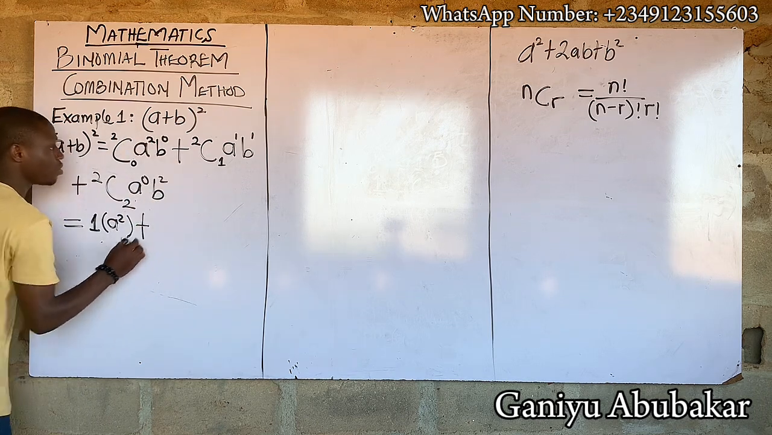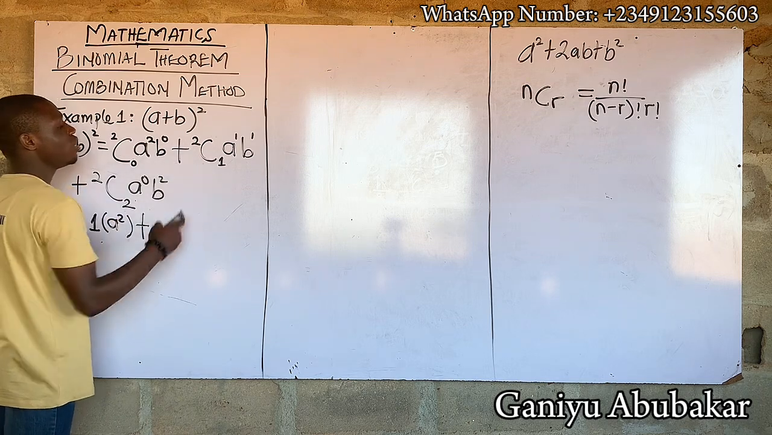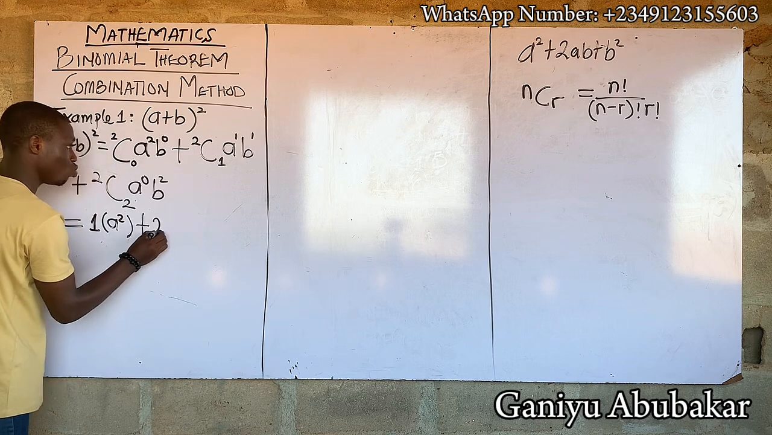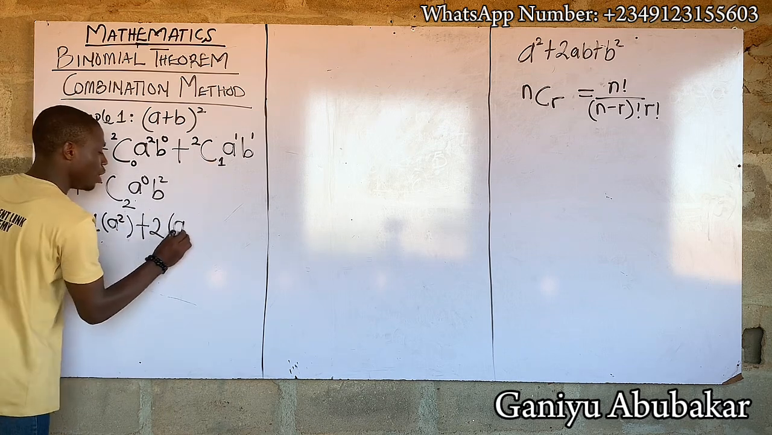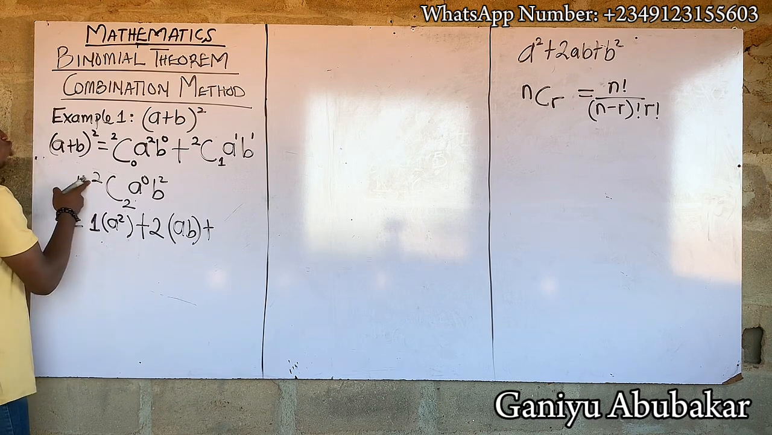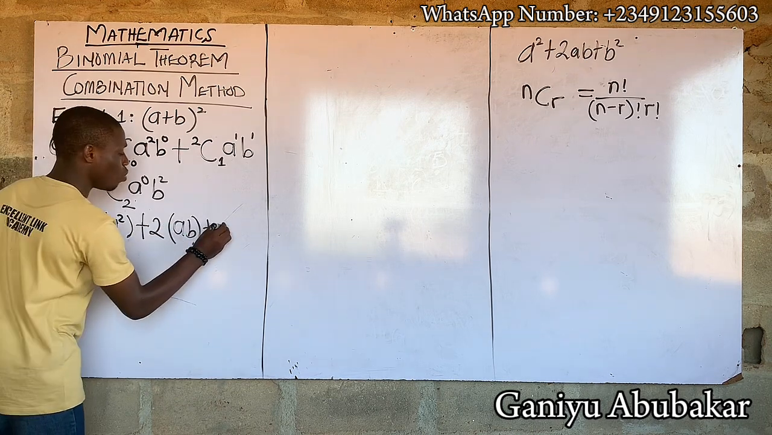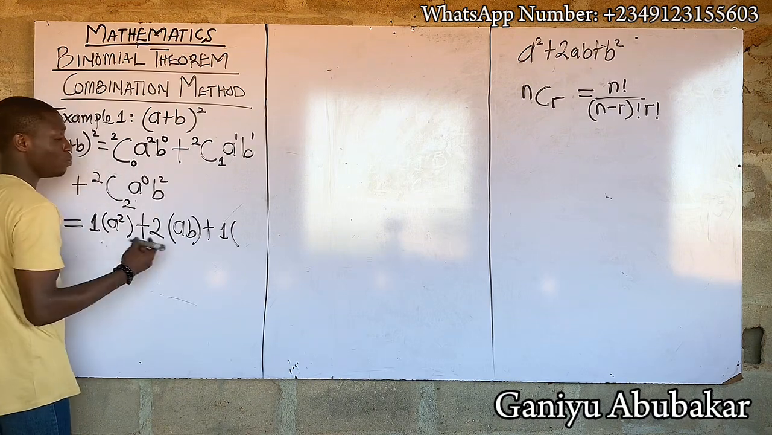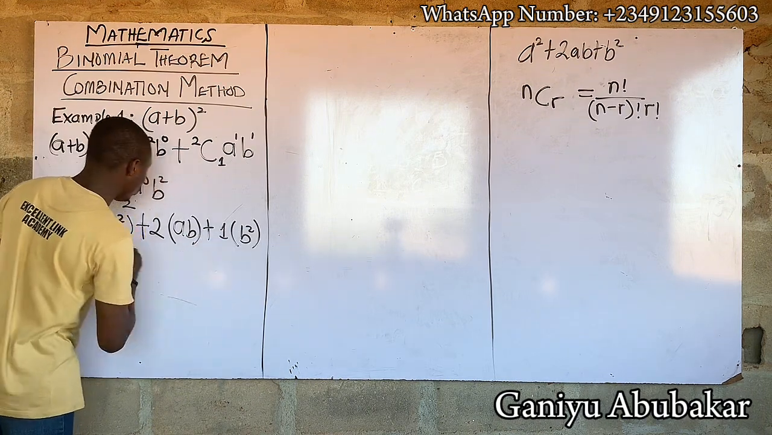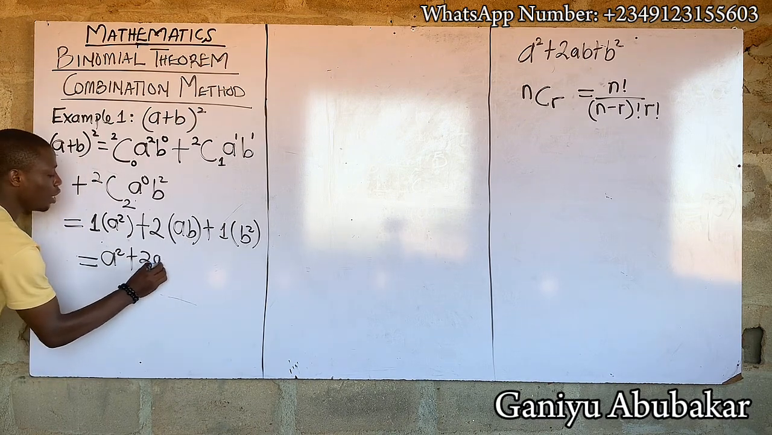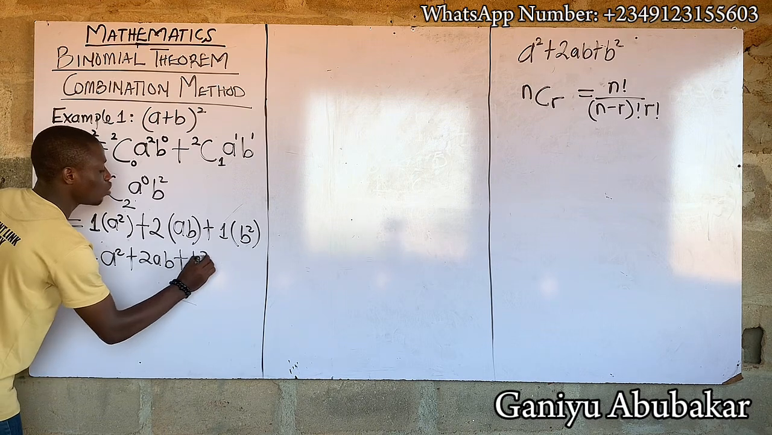Plus this 2 combination 1. If I press on the calculator, 2 combination 1 should give about 2. 2 into AB plus this 2 combination 2. 2 combination 2 is 1. That's 1 into what there? A to power 0 is 1. B to power 2 is B squared. So I have B squared here. So what I get here, I'll have A squared plus 2AB plus B squared.